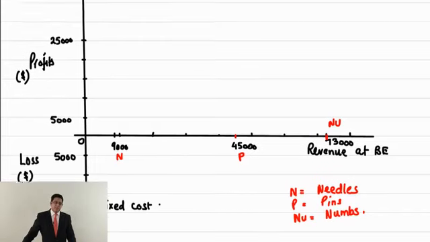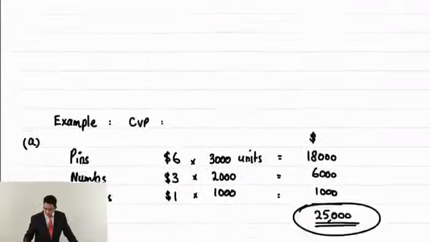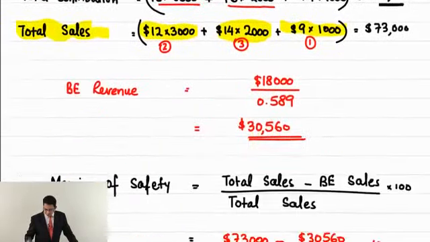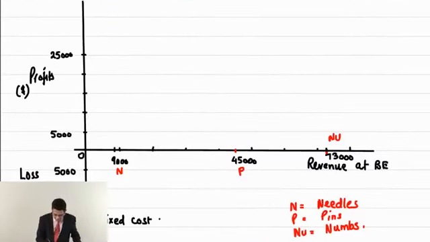Afterwards, you need to plot the break-even point. Remember, the break-even point was 30,000 something. Just need to go in here. Yes, 30,560. So 10, 20, 30, somewhere approximately here is break even.